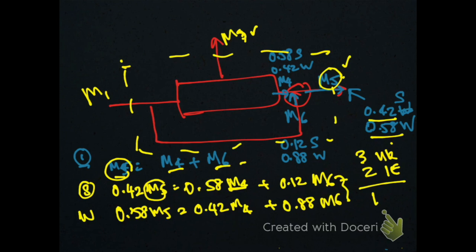Okay, so this is a very simple way of solving material balance with regards to bypass and recycle, and I hope that by doing this you'll be able to solve the problem as a whole.